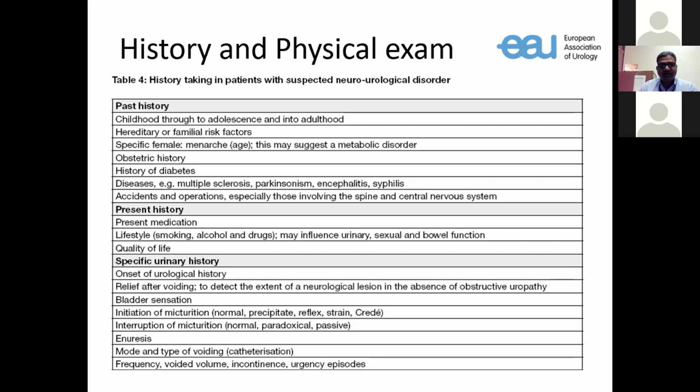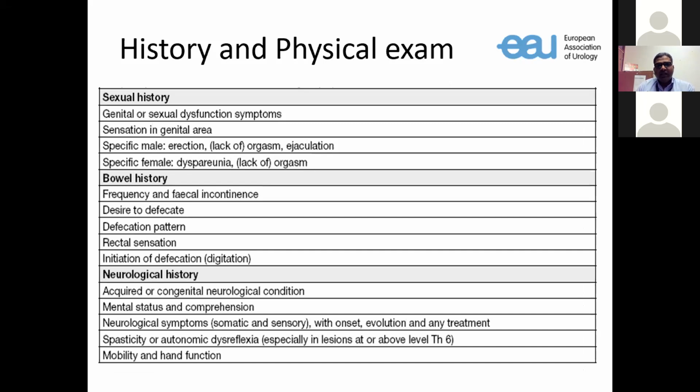Along with that, the past history is important, particularly the milestones, the heredity or familial risk factors, obstetric history, obviously in females, the history of diabetes mellitus and accompanying diseases like a history of CVA in the past, syphilis, encephalitis, or multiple sclerosis, any history of previous operations or accidents, history of medications, and history of alcohol consumption, smoking, etc.